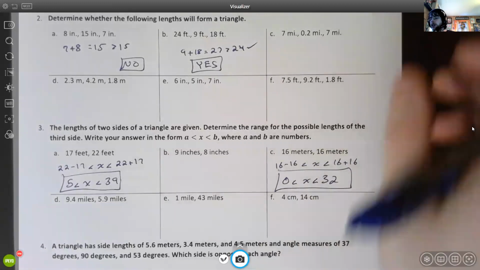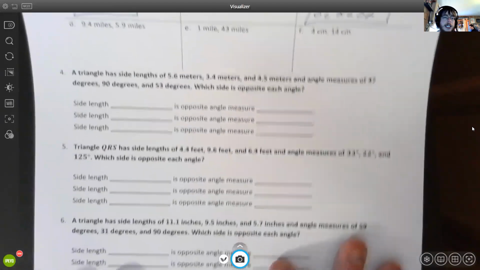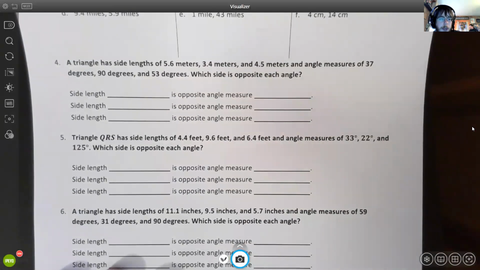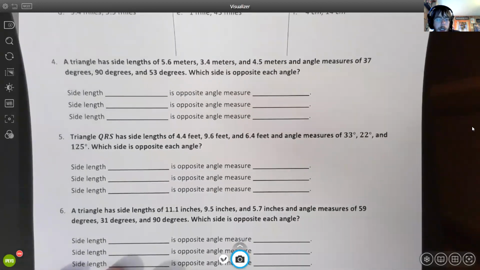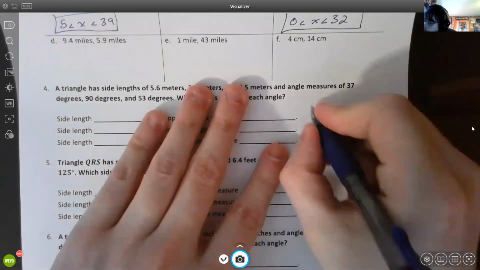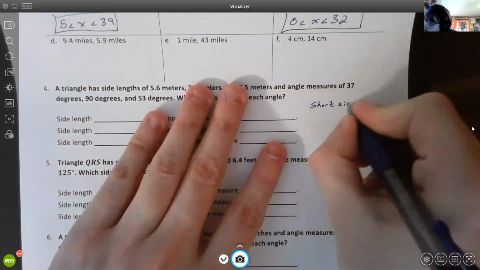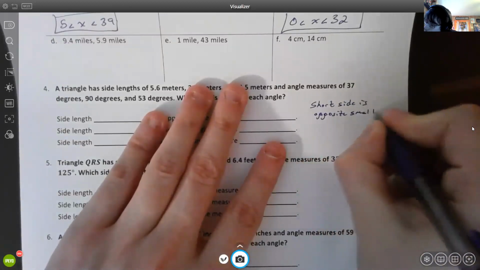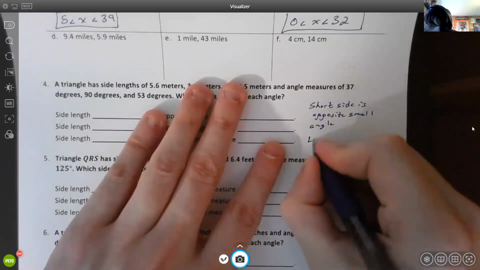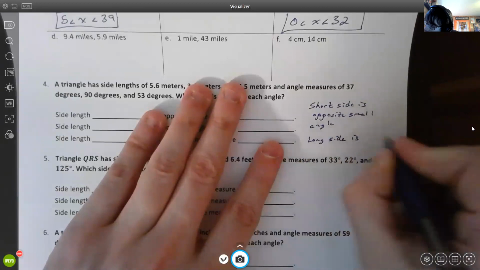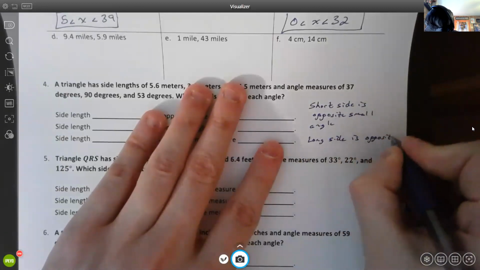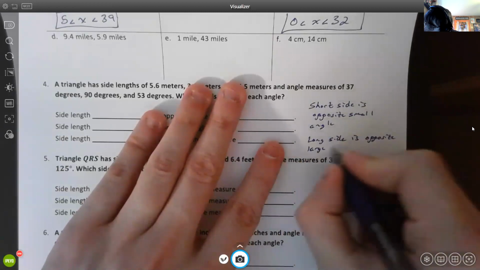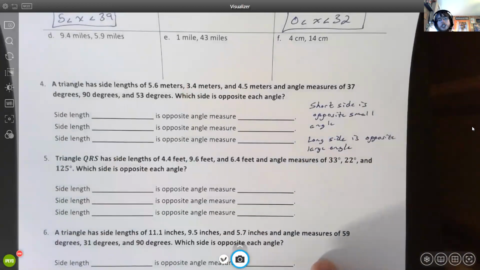Number 4, 5, and 6 are all the same type of problem. They give you a set of side lengths and a set of angle measures, and they ask you to declare which side is opposite each angle. So the key thing here is that the short side is opposite the short angle or the small angle, and the long side is opposite the large angle. Okay, so short goes with short, long goes with long, medium goes with medium.